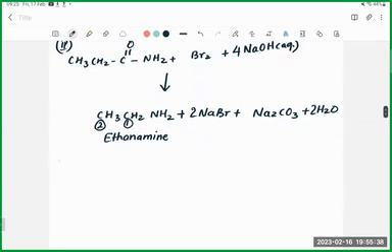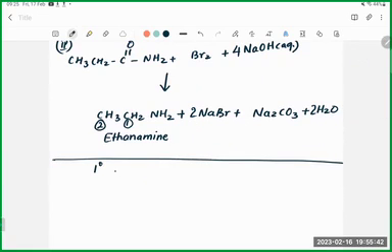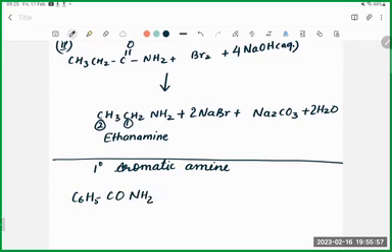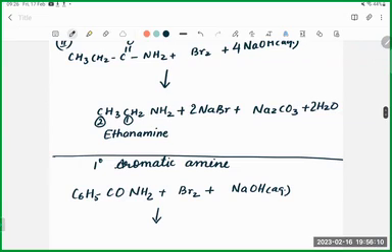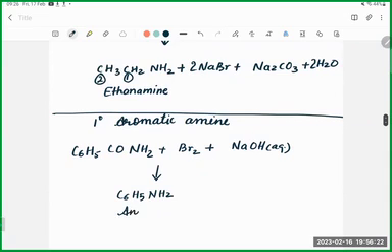Yes. Done. We'll do the 1 degree aromatic amine. How to prepare this compound? So let's take benzamide. So C6H5, I'm taking instead of drawing a ring, and CO, I am putting carbon double bond oxygen. And now here we are having bromine and aqueous alkali. Same moles will be required. Later we'll see after balancing the equation. So what you get over here, again, we are going to skip this part and benzene gets the NH2. So what is the product here? C6H5NH2, which is called aniline. Did you understand? Yes, ma'am.